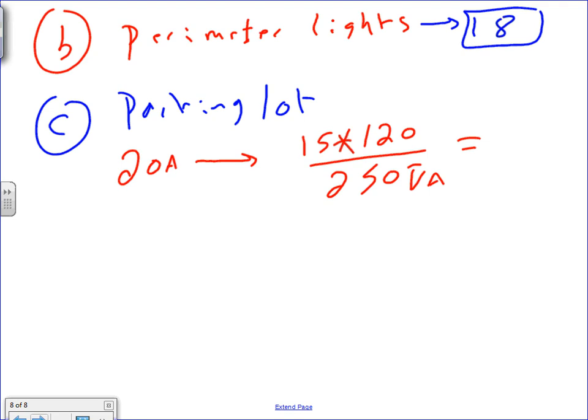Seven. Seven, drop, seven. Typical parking lot, typical 7, based on 250. 250 is a lot of volt amps. You go higher to 400, obviously the calculation will be different, but that's really typically what we do in the parking lot.